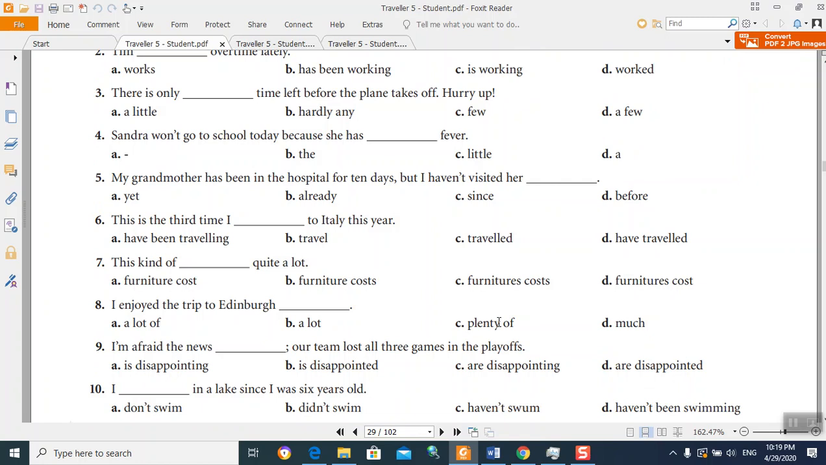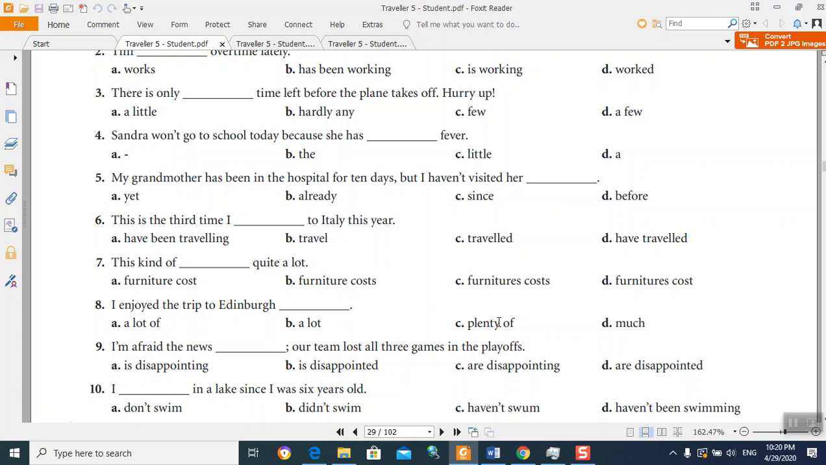Number 9, I'm afraid the news, our team lost all 3 games in the playoffs. So here, is he happy about that? No, of course. They are losing. So he is showing annoyance. If you remember the word annoyance, it is mentioned with the present progressive. And the present progressive here is A.